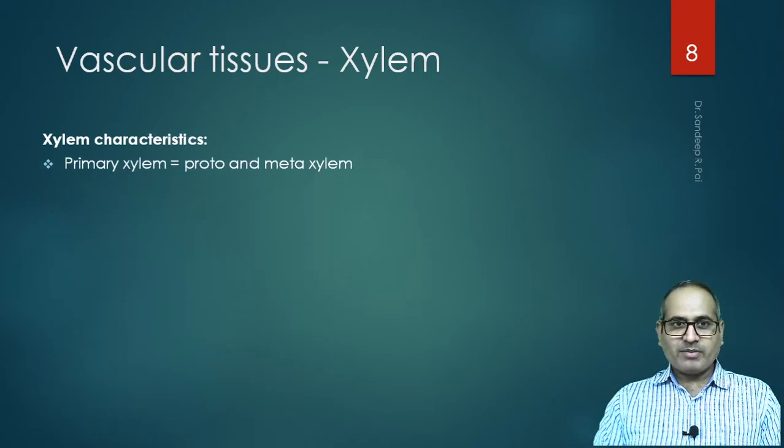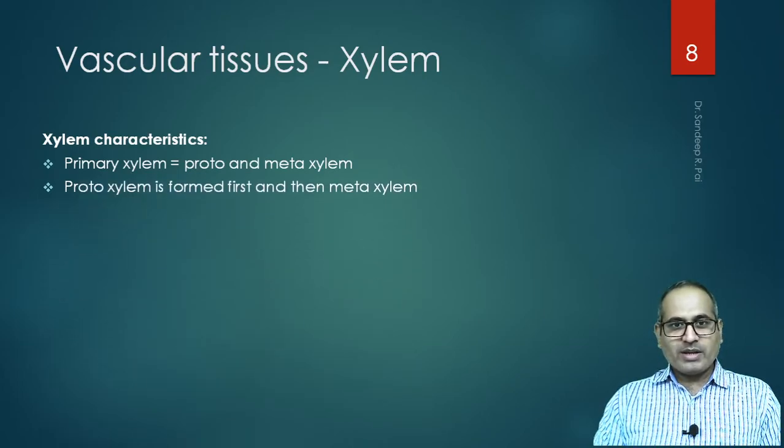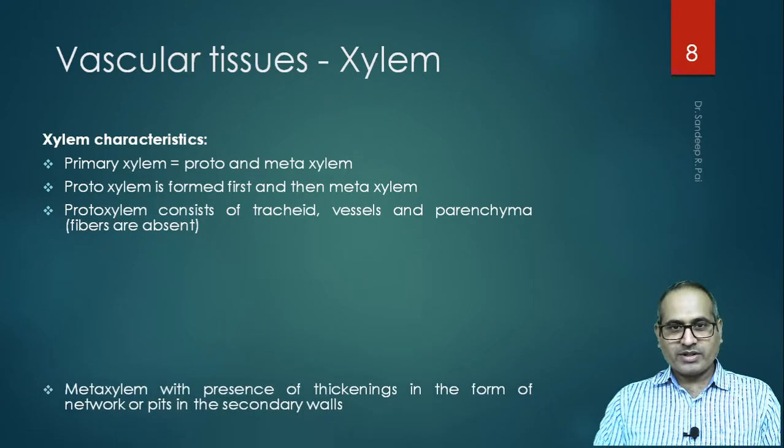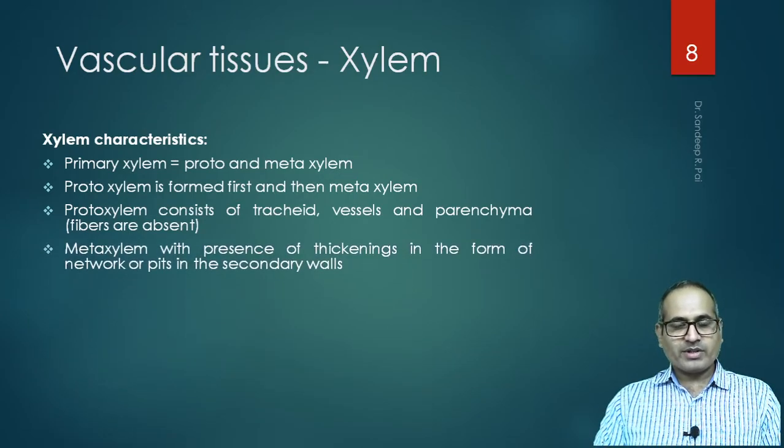Xylem characteristics: there are primary xylems which contain proto and metaxylem. Protoxylem is formed first and then metaxylem. The name itself indicates that proto comes first and then meta. Protoxylem consists of tracheids, vessels and parenchyma, and it doesn't have fibers. Metaxylem has thickenings in the form of network or pits in the secondary walls.